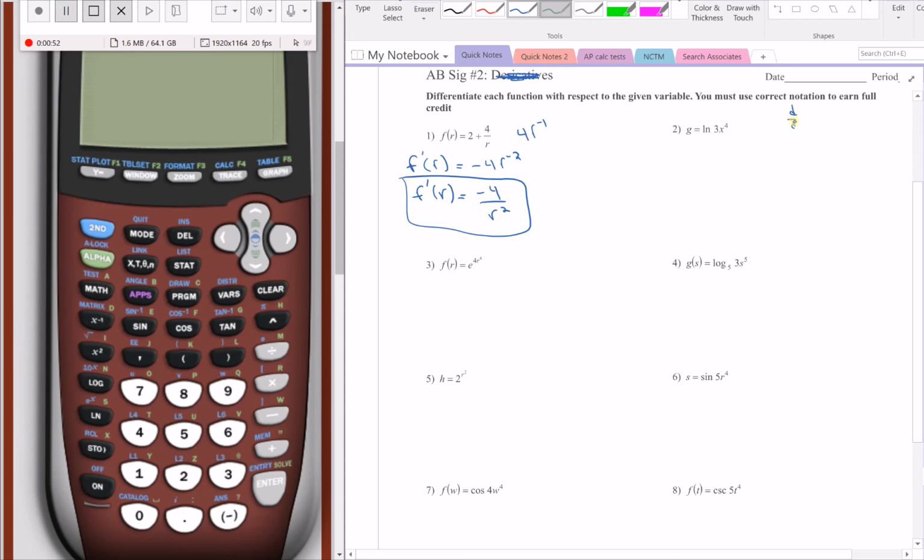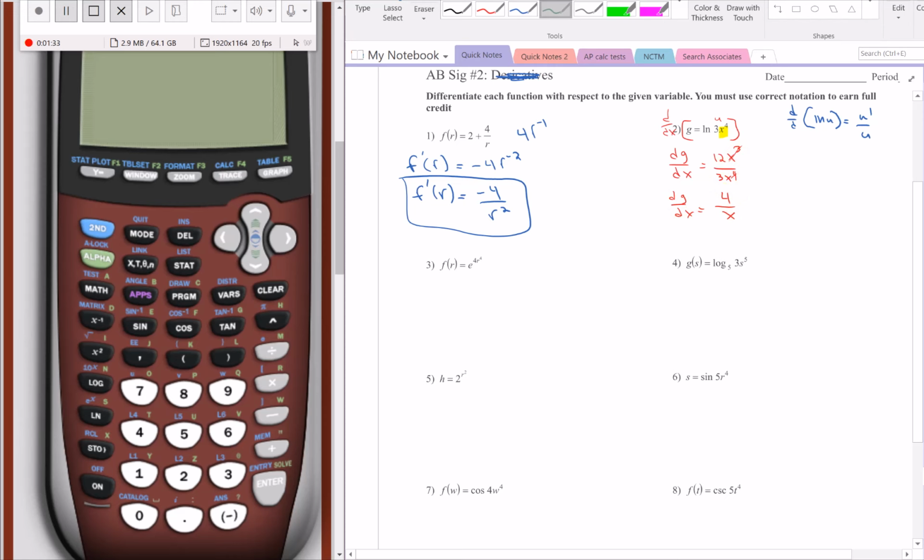All right. Number 2, this is natural log. Remember the derivative of ln u is u prime over u. Got to have that memorized. So we're taking the derivative of this with respect to the given variable. The given variable here is x. So if it's helpful, you should write d/dx. So this is dg/dx equals u prime over u. This is u, so u prime is going to be 12x to the third over 3x to the fourth. Please don't leave it like that. You need to simplify. It's going to be 4 over x, right? The 3 of these cancels with the 3 of those. 12 over 3 is 4.